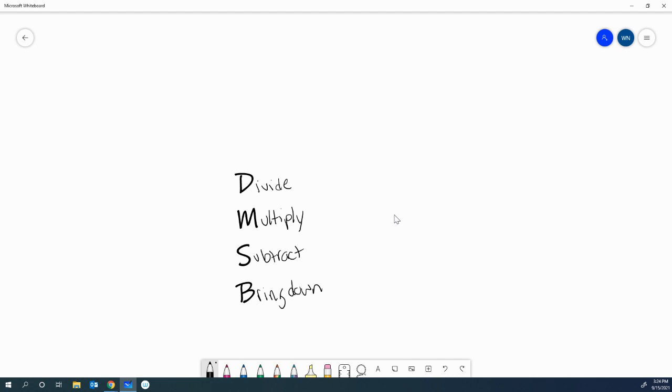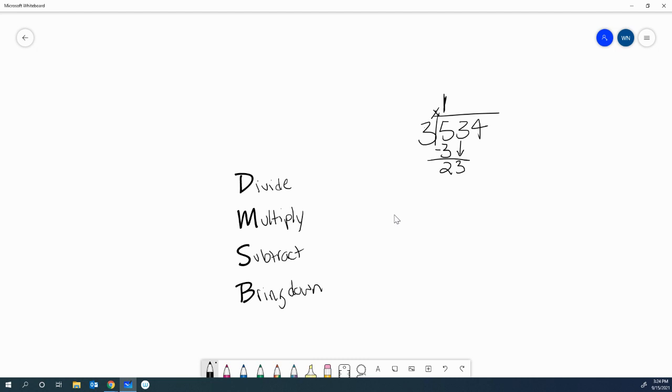Let's say we have 534 divided by 3. Remember, our first step is to say 5 divided by 3. How many times can 3 go into 5? One time. That's our divide. Now we're going to multiply. So put a little X right here. 1 times 3 is 3. Now we're going to subtract. 5 minus 3 is 2. Next step is to bring down. Bring down that 3.